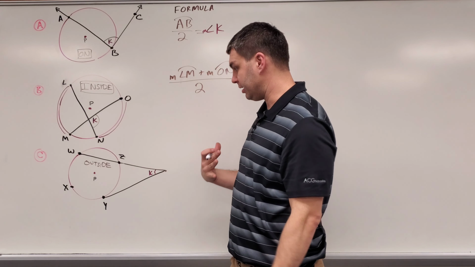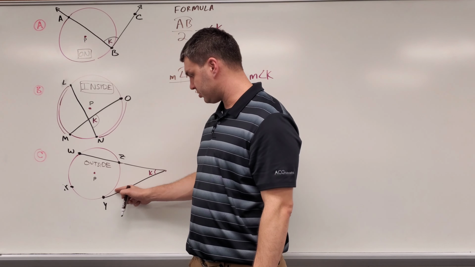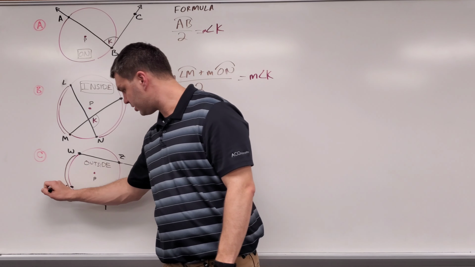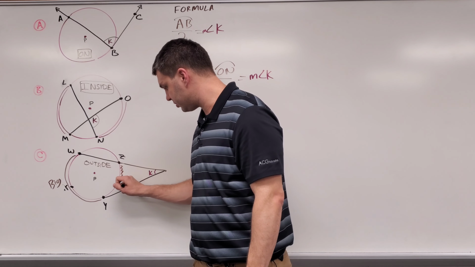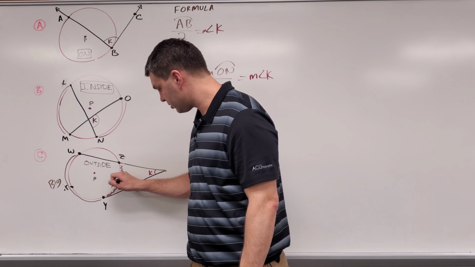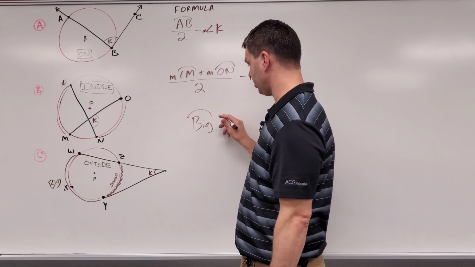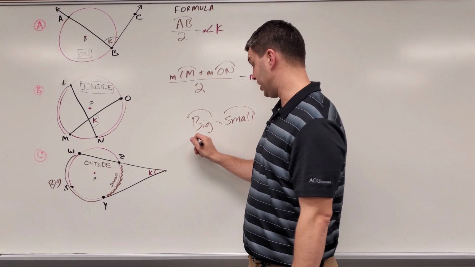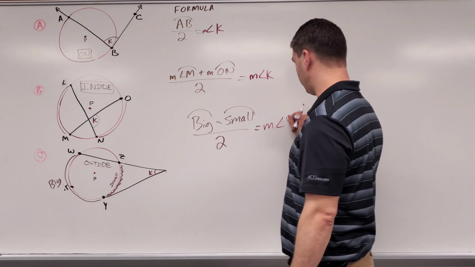All right, and then I tell my classes that you're going to take this big arc right here minus the small arc. So we'll call it the big arc minus the small arc. And we're going to take that and divide by 2, and that equals the measure of angle K.